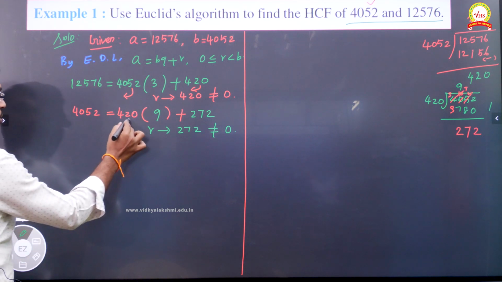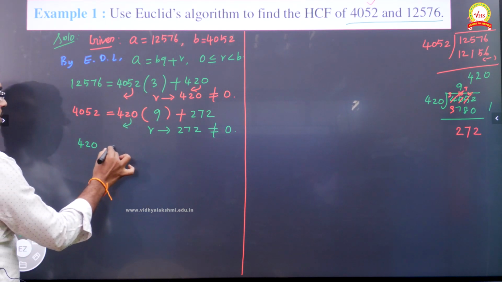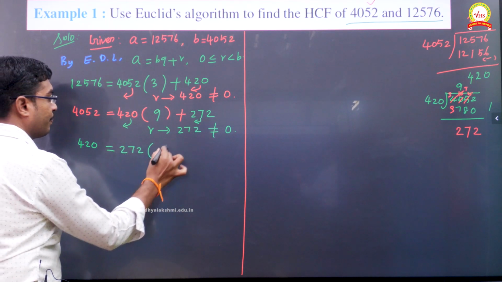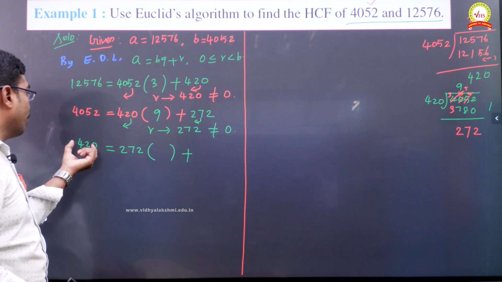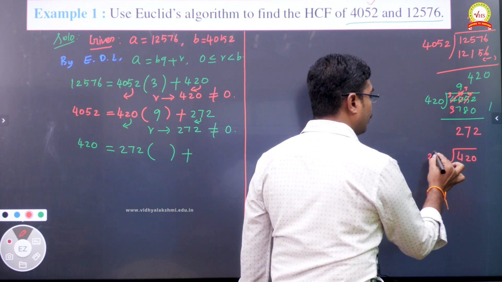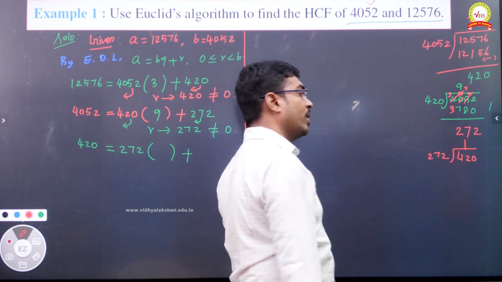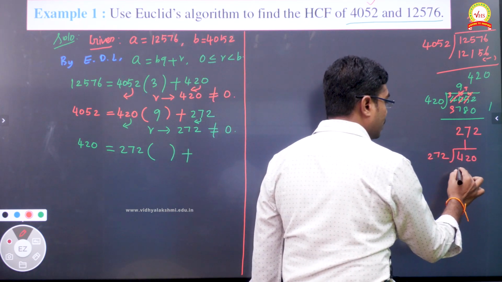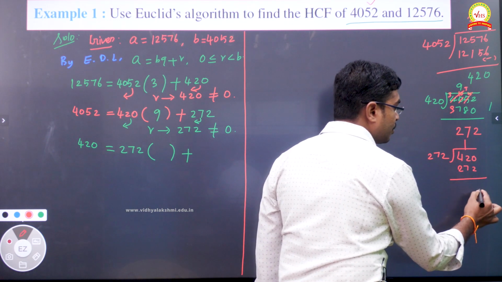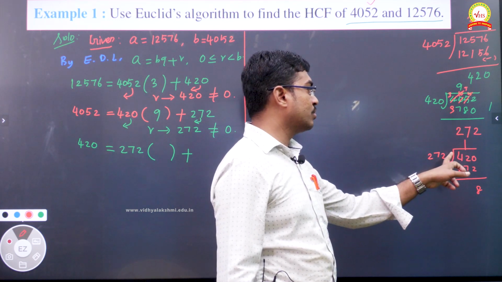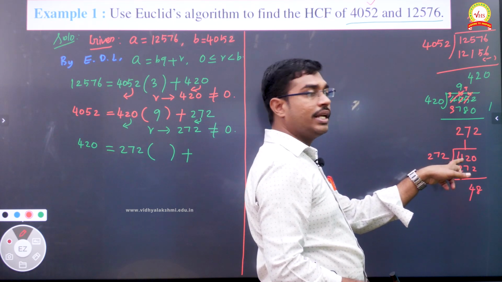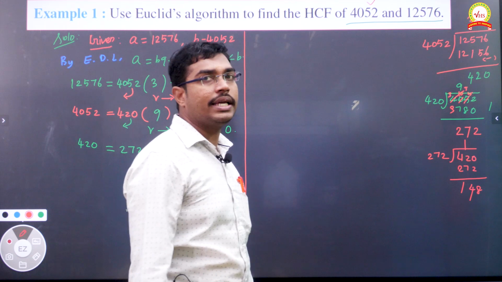So, the process continues. 420 becomes the dividend and 272 becomes the divisor. Divide the value. 420 divided by 272. This is possible one time. So, 1 into 272 is 272. What is the remainder we are getting? 10 minus 2 is 8. Now, here is 1, so take the borrow, 11. 11 minus 7 is 4. Here is 3, now it is 3. 3 minus 2 is 1. So, 148 is the remainder.